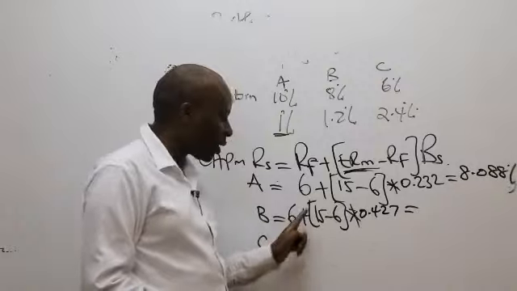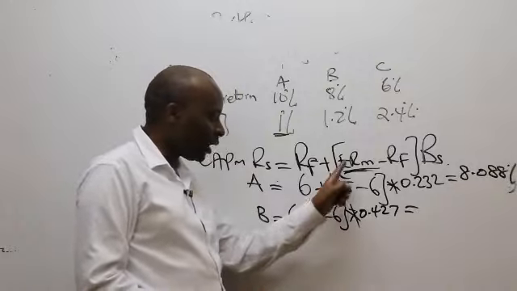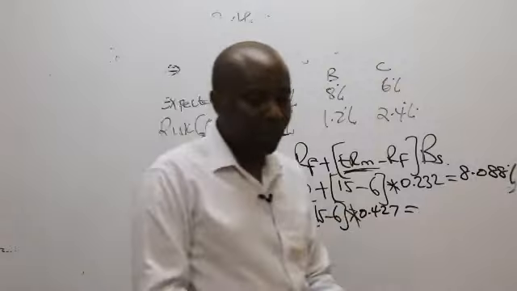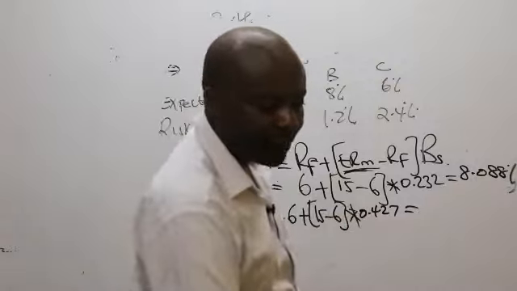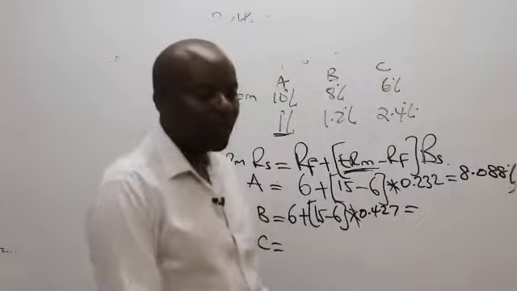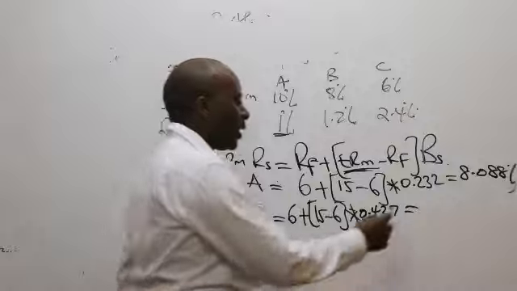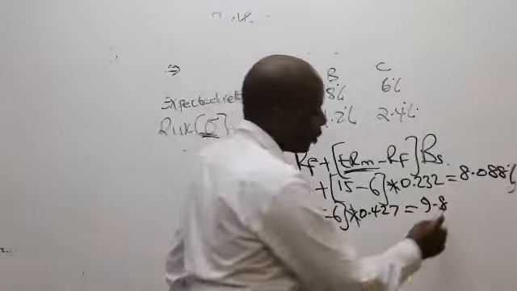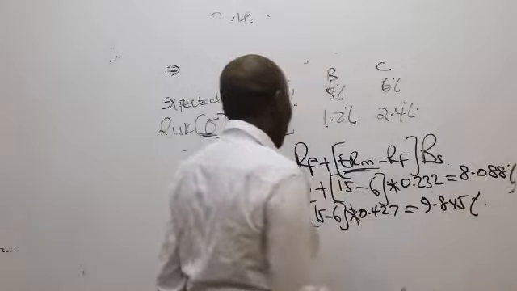So you say 6 plus open brackets, 15 minus 6, close, times 0.427. Please give me an answer. She's telling me that this is 9.845 approximately. Thank you very much. Of course, that is in form of percentage.